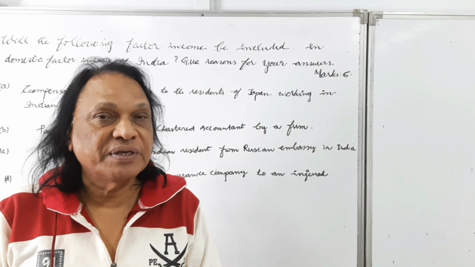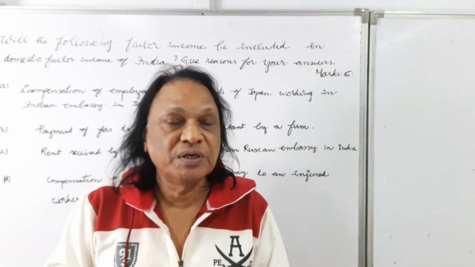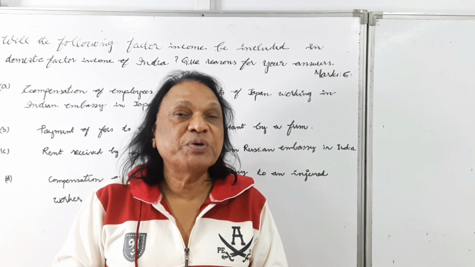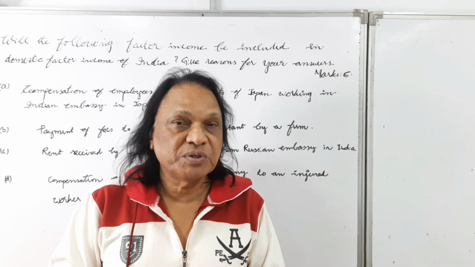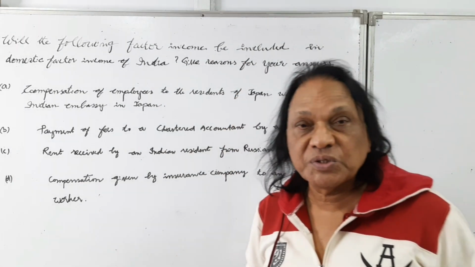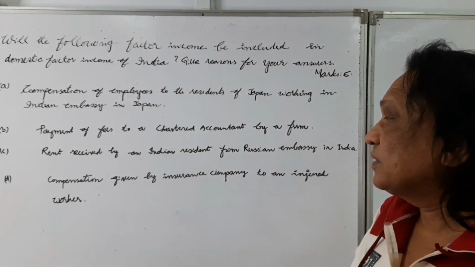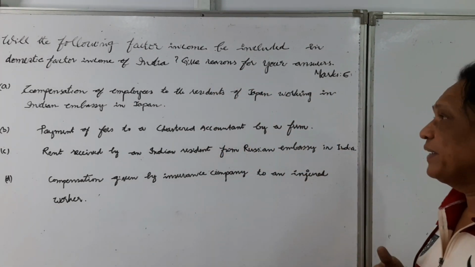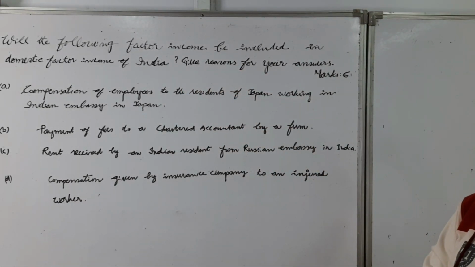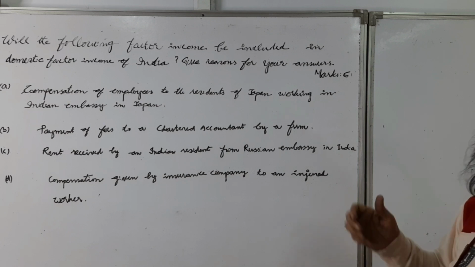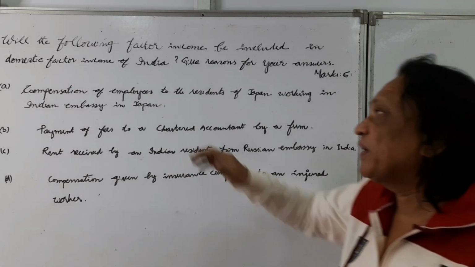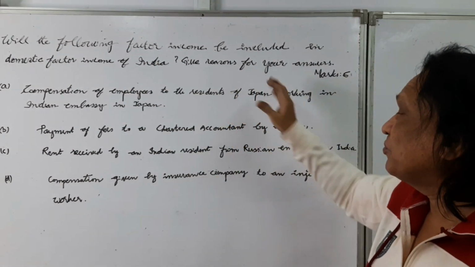This year they're giving more emphasis on objective type questions because of the pandemic. So let's see some of these questions. We'll be putting up a lot of these questions in subsequent videos. The first one came in one of the sample papers issued by the board earlier. Will the following factor incomes be included in domestic factor income of India? That's domestic income of India. Give reasons for your answer. 6 marks. I repeat, will the following factor incomes be included in domestic factor income of India? Give reasons for your answer.